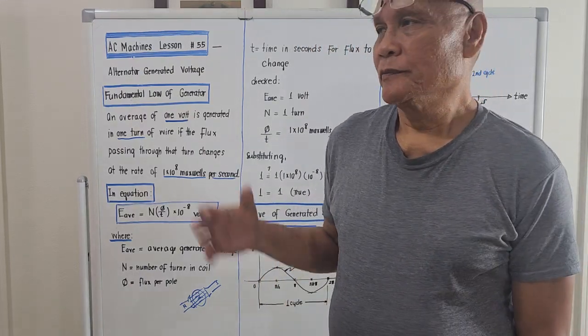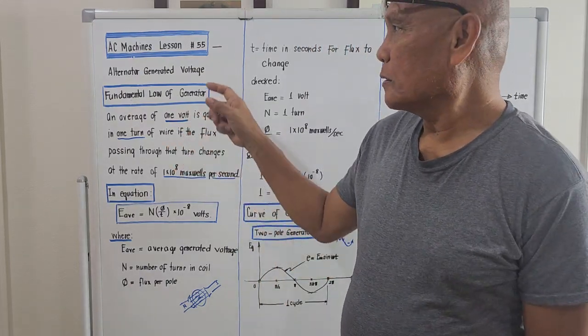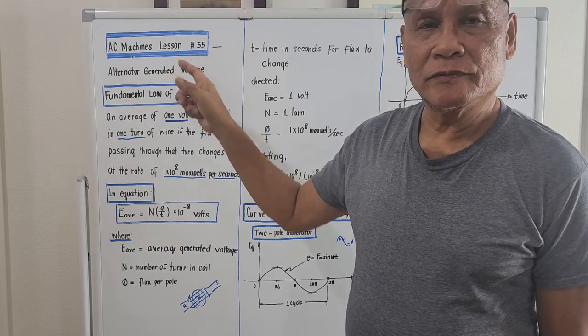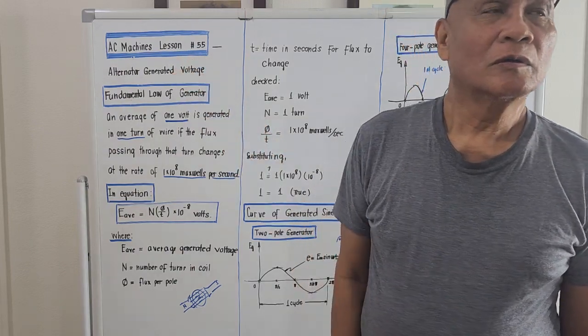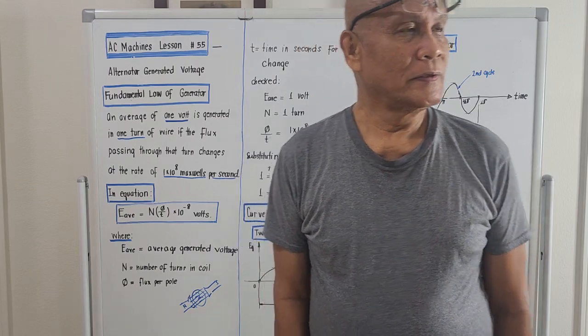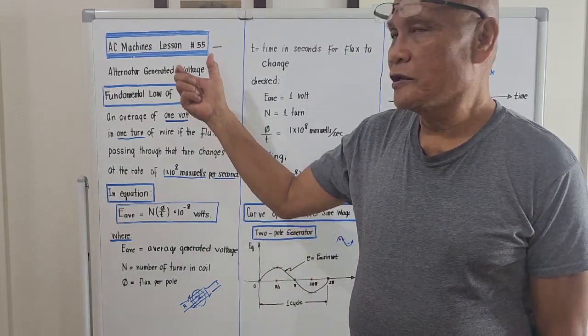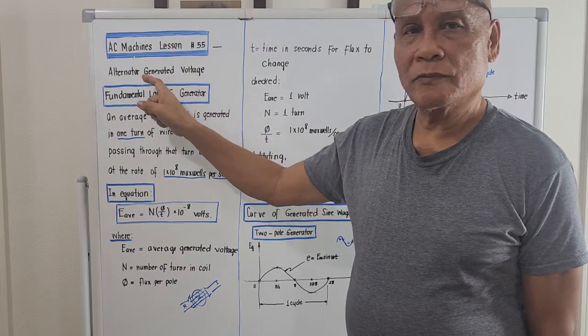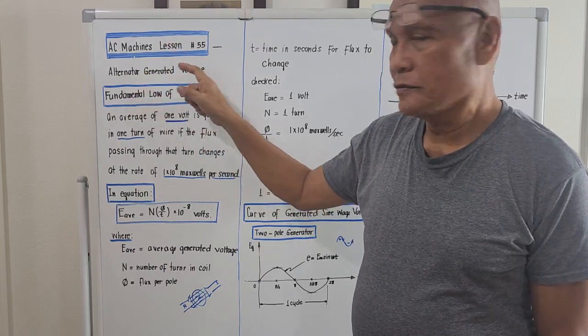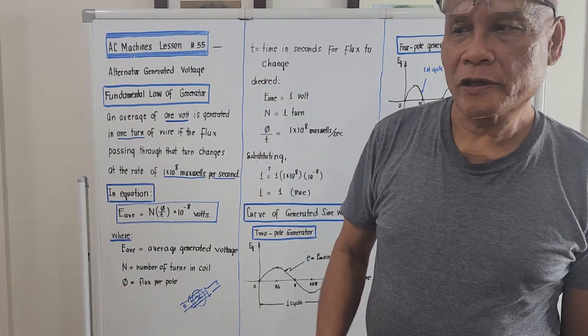My topic for tonight will be a continuation of my AC machines, and I am now on the topic alternators, lesson number 55. For those of you who are following my lecture on AC machines, the title of the topic is Alternator Generated Voltage. Okay, let's proceed.